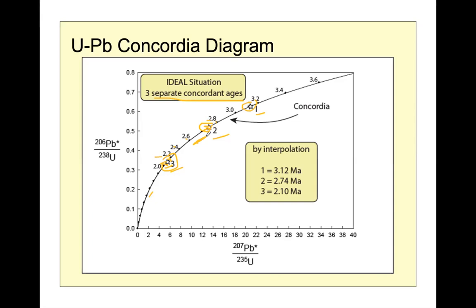But still you can interpolate. So we have to interpolate to get the age. For example, age number 2, the point is here, right? 2.8 is here, 2.6 is here. So 2.7 may be somewhere here, and your sample is like 2.74 in this case, right? See, like that you can interpolate this age.